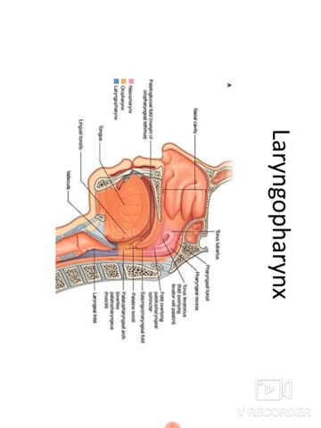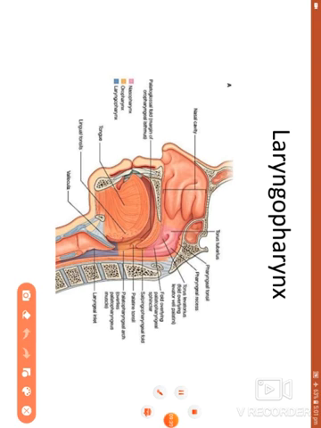Then next is the laryngopharynx. Here, this is the epiglottis, this is the thyroid cartilage, this is the cricoid cartilage, and the laryngeal inlet. Behind this, from the upper border of the epiglottis to the lower border of the cricoid cartilage, this is the laryngopharynx.